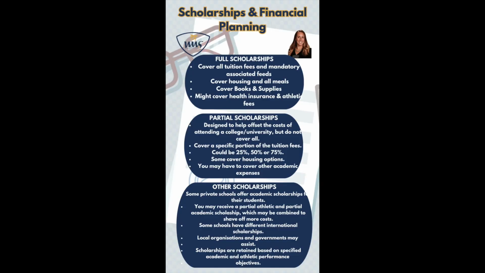If they do cover a part of room and board, again, it's only going to be a percentage of that room and board. Usually they're not going to cover other academic expenses. So that is something to just remember. If you get a partial scholarship, there are going to be other expenses to just be aware of. I say that knowing that there might be other scholarships available to you. Some schools, like I mentioned earlier, private schools, typically offer academic scholarships for their students. So you might get a partial athletic scholarship and then a partial academic scholarship. And when you combine those two, obviously that's going to give you more coverage of the total cost.